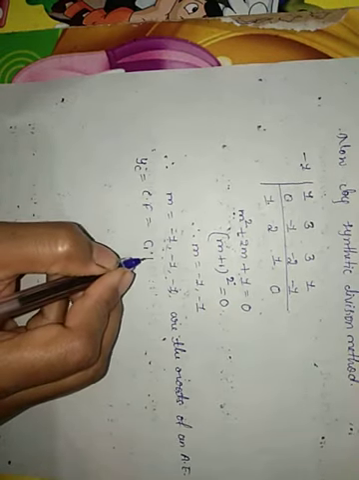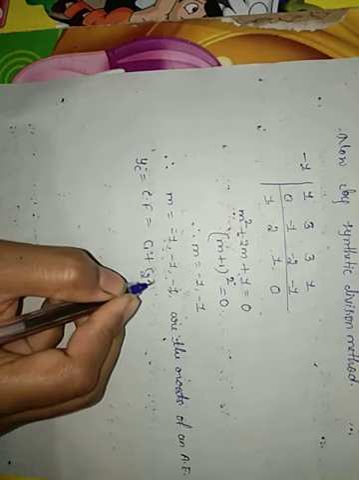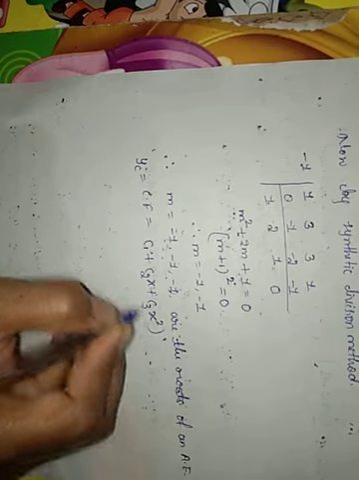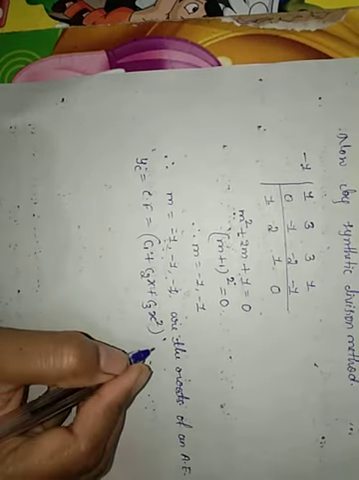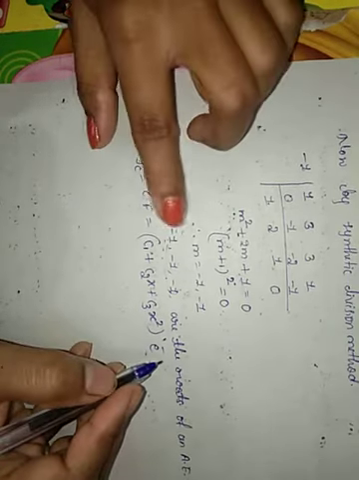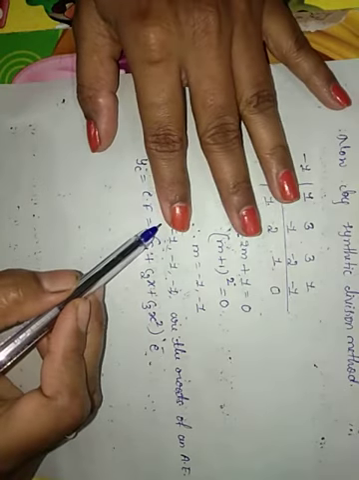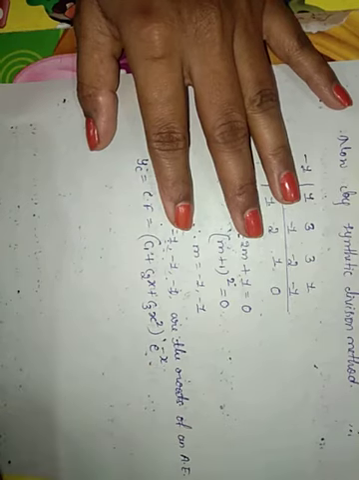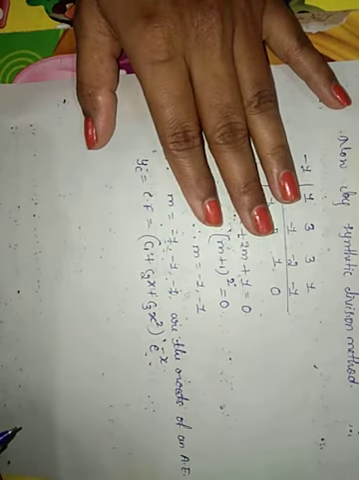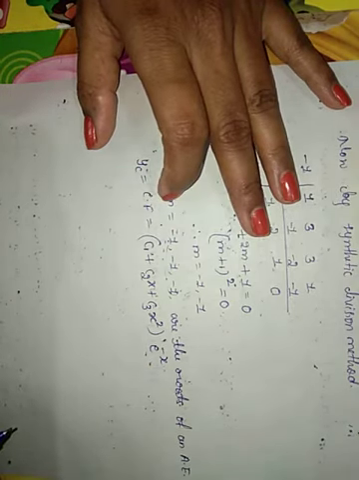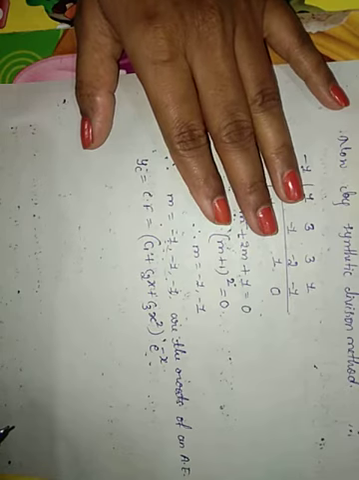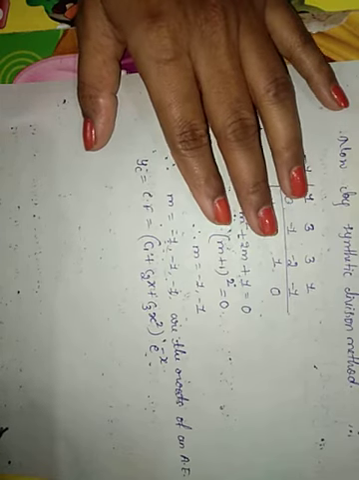Therefore, c1 plus c2 x plus c3 x square, into bracket, e raised to minus 1, meaning the root that we have here, that is minus 1. Minus 1 into x is minus x. So our complementary function is equal to (c1 plus c2 x plus c3 x square) e raised to minus x, for the repeated roots.